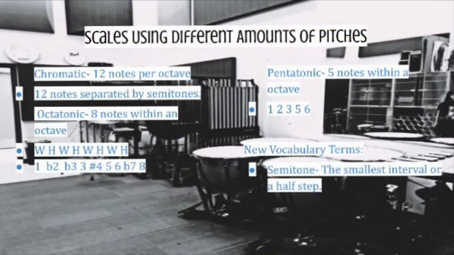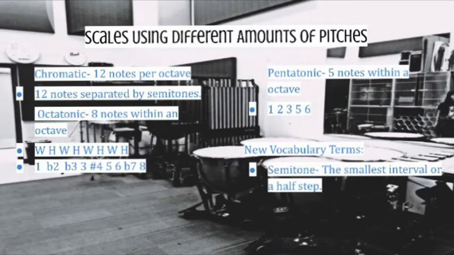Moving on to our next slide, now we are utilizing scales using different amounts of pitches. As we saw in the second slide when we were talking about classifying a scale, we either classify by its quantity or by how you're changing each scale degree. As you can see, it can be changed by its quantity. So our first one is chromatic, which is 12 notes per octave. This is separated each by a semitone, which we will talk about in a minute. That is our new vocabulary term.